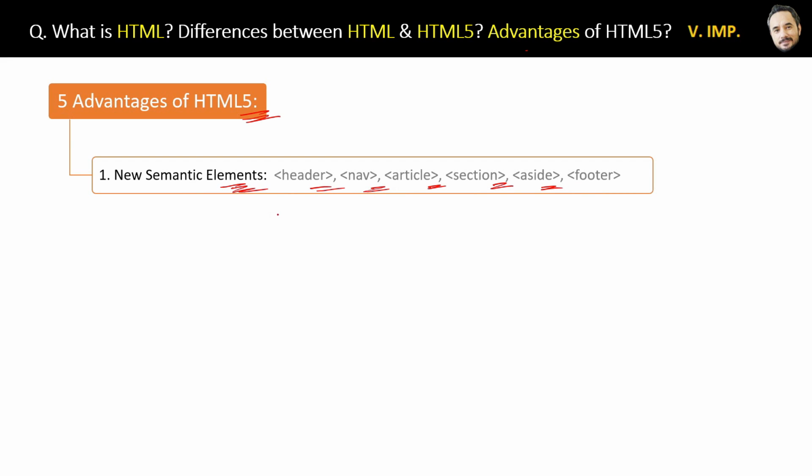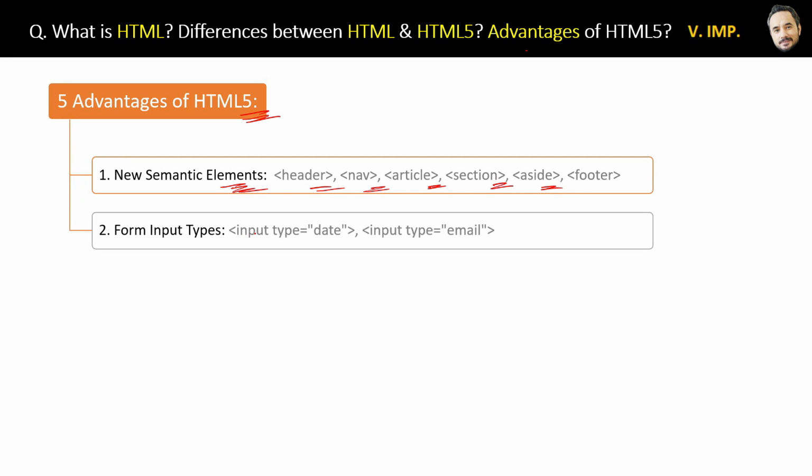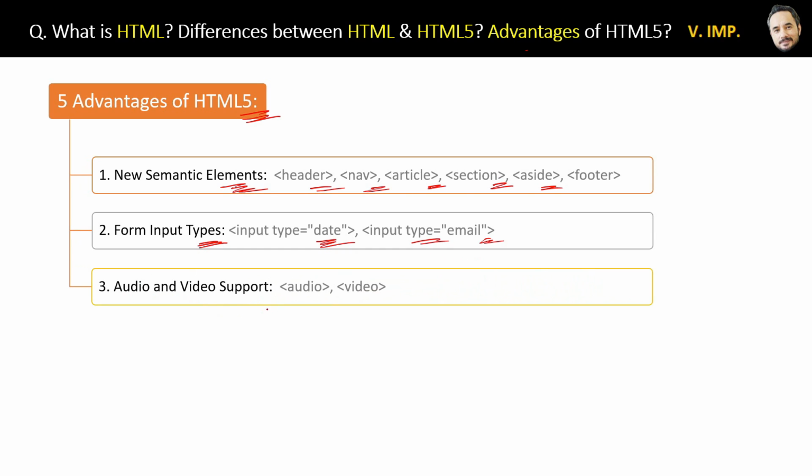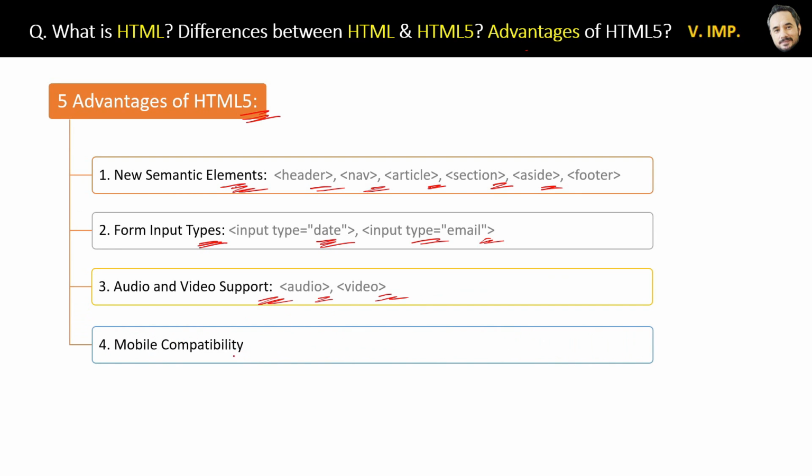We will discuss these elements in detail in upcoming questions. Second, HTML5 introduced forms with input types, for example, type equals date, type email, etc. Third, HTML5 supports audio and video by using audio and video elements. Fourth, HTML5 provides mobile compatible code. So not just laptop compatible, but mobile compatible also.